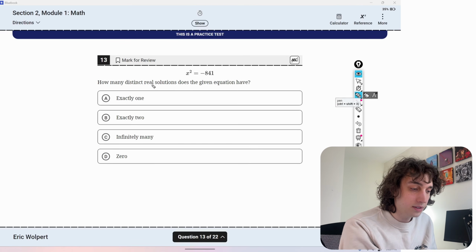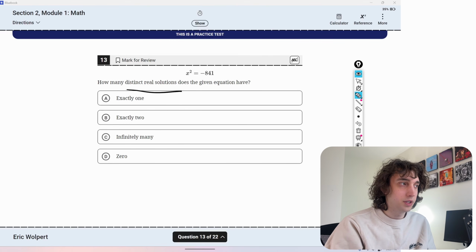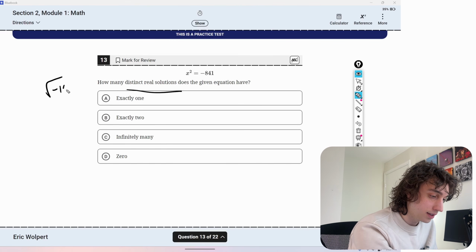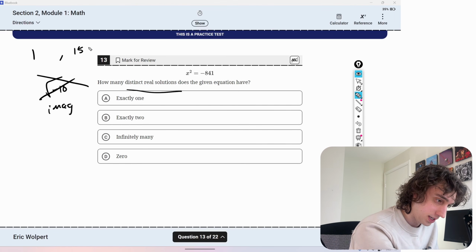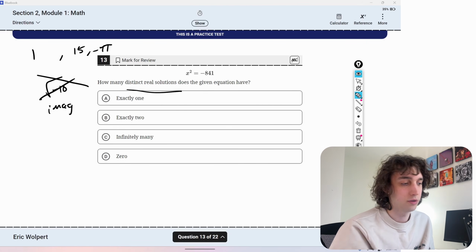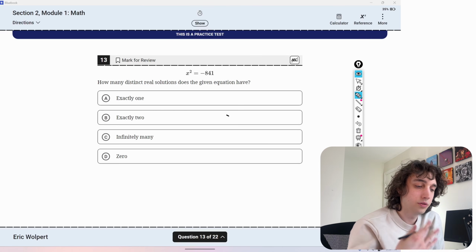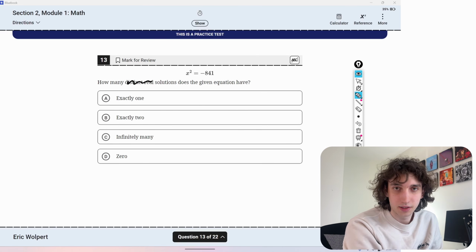Number 13, how many distinct real solutions does this given equation have? So a real solution just means like non-imaginary solution. So like the square root of -10, that would be imaginary. We're excluding that. Real numbers can be anything from 1 to 15 to pi. Real numbers are just like what you think of as numbers. You know what? Negative pi, screw it. So don't be intimidated by the term distinct real. Just think of this as how many solutions does the given equation have.